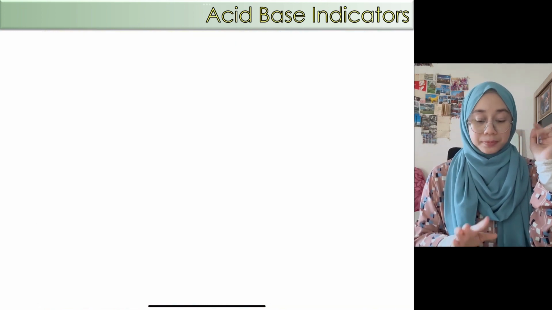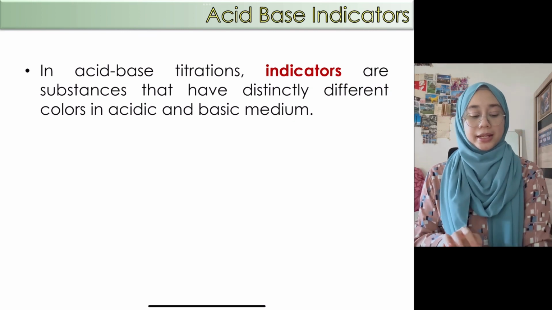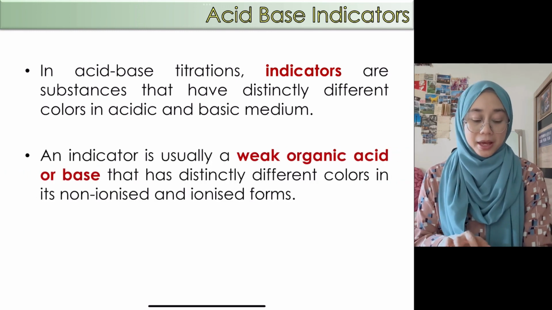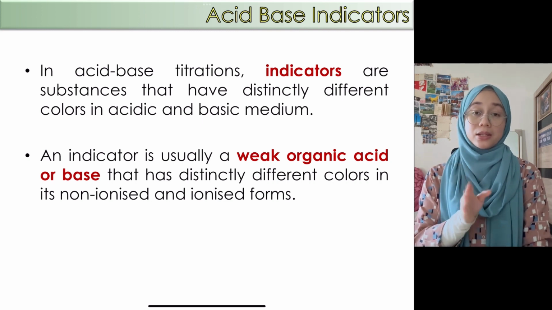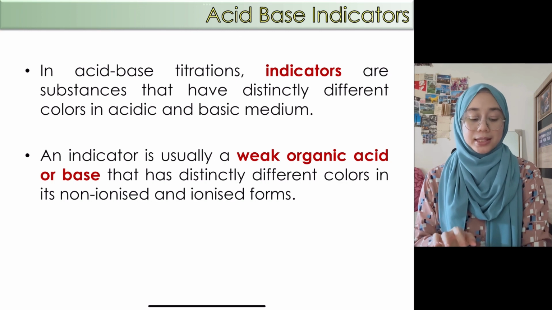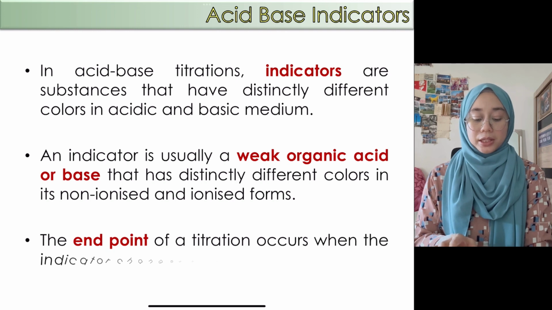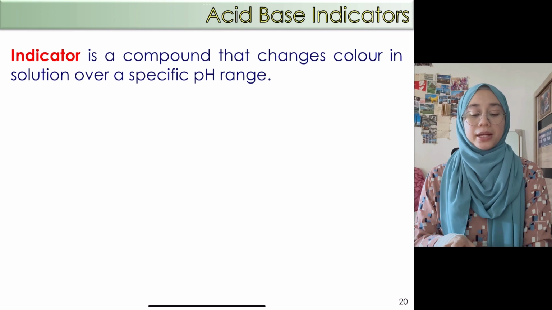Okay, so what is the use of indicator? So in acid-base titration, indicators are substances that have distinctly different colors in acidic and basic medium. So an indicator is usually a weak organic acid or base that has distinctly different colors in its non-ionized and ionized form. So usually kalau dalam acid warna dia lain, kalau dalam base warna dia lain. Okay, so the endpoint of a titration occurs when the indicator changes color. So indicator is a compound that changes color in solution over a specific pH range.